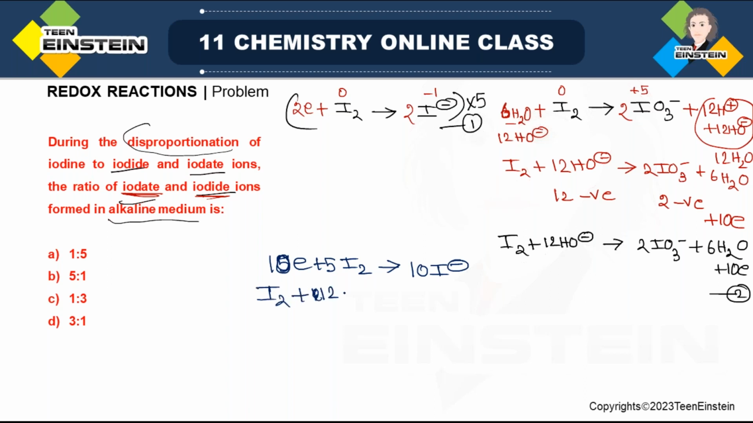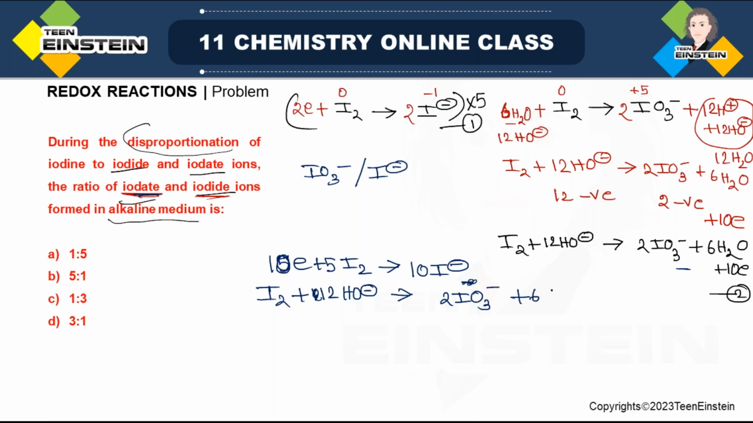Basically, even up to this part, it is enough to understand what the final ratio will be, because here we have 10 iodide and 2 IO3 minus. So the ratio of iodide and iodate is basically 5:1. But here it is asking for the ratio of iodate first, that is the ratio of IO3 and I minus. So this should be 2:10, that means it is 1:5. So we have already reached our answer, but I am writing the full equation here so that it is completely clear.